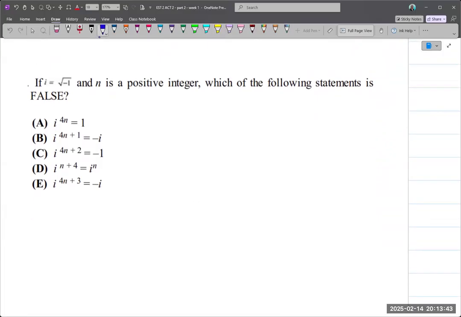If i is equal to the square root of negative 1 and n is a positive integer, which of the following statements is false? i to the power 4n is equal to 1, is right? i to the power 4n, we can erase it, it's 1. This one is wrong. i squared is negative 1, we can always erase. i to the power n plus 4 is equal to i to the power n, this one is right. i to the power 4n, erasing it, is i cubed, it will equal negative i. The one that was wrong is B. This is the wrong statement, okay?